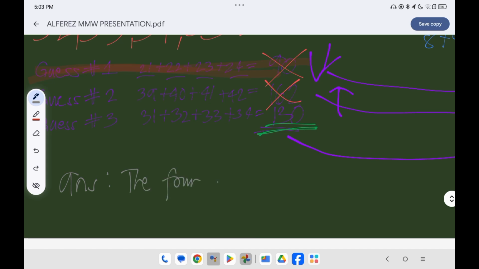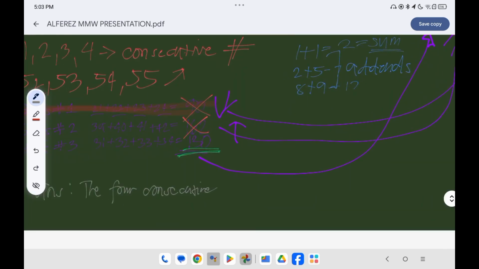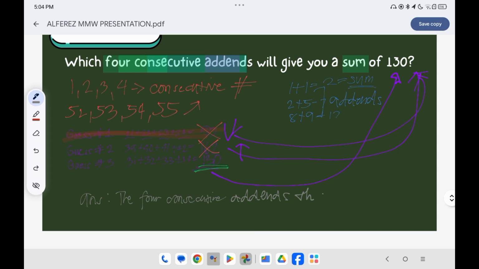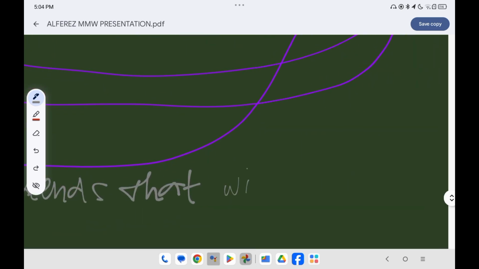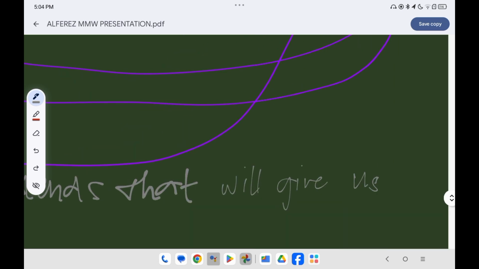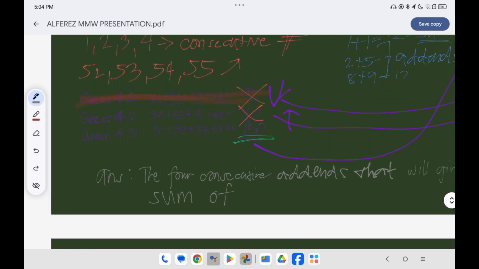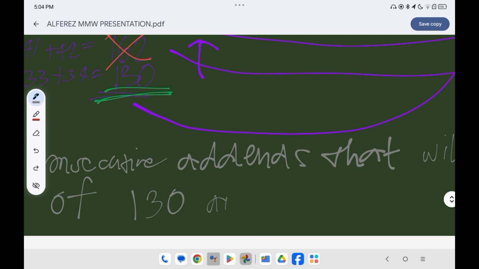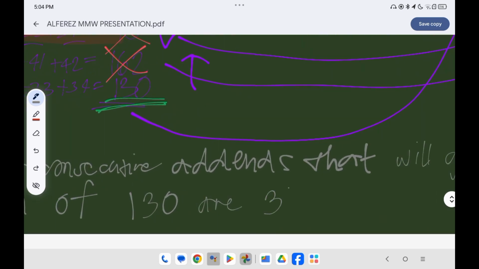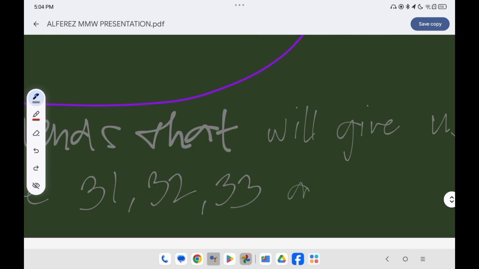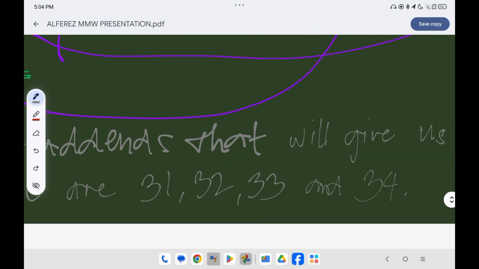The four consecutive addends that will give us a sum of 130 are 31, 32, 33, and 34. That's the answer.